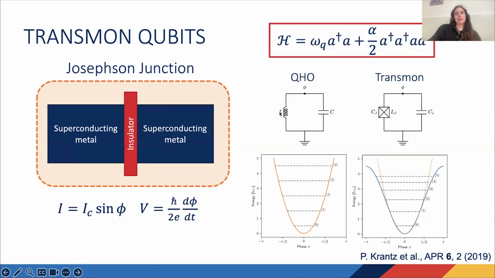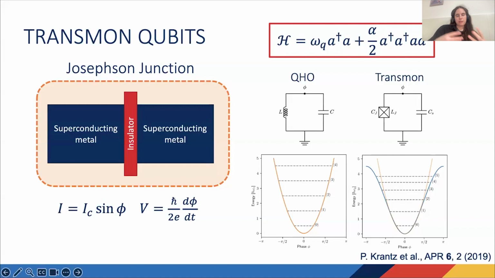So it's replacing the inductor with a different kind of circuit element called a Josephson junction. And a cartoon diagram here on the left shows what a Josephson junction might look like. It's two pieces of superconducting metal separated by an insulator. And the equations under it, if you're interested, show how the current and voltage depend on each other and depend on this superconducting phase between the two islands of superconducting metal.